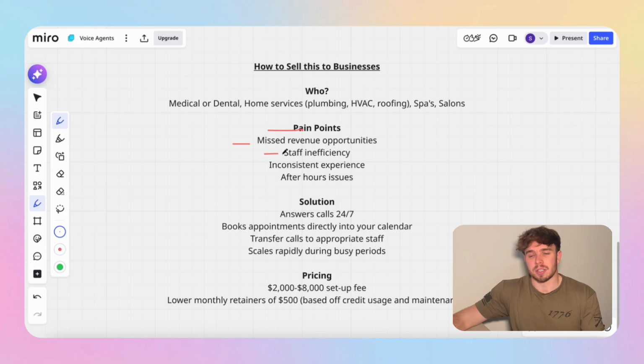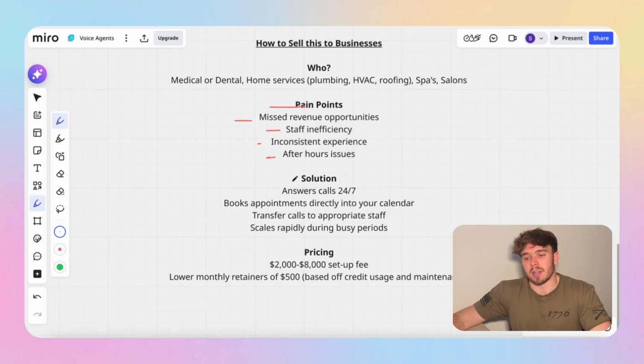Staff inefficiency. So sometimes staff aren't as quick as they can be to answer phones, so they miss calls, for example. Inconsistent experience. How many times are there different receptionists, or the receptionist is in a certain tone one day or the other? They have inconsistent experience, meaning some people think this business is good, some people think this business is bad. If you have an AI agent, they'll be able to keep that same tone that you request, and it will be nice and structured in the business. And finally, after hours issues. How many times have people rung businesses and you get put straight through to voicemail because it's out of hours, or they just don't answer the phone completely? What happens at the weekends? What happens at 7 p.m. at night? The AI agent will be able to do all of this.